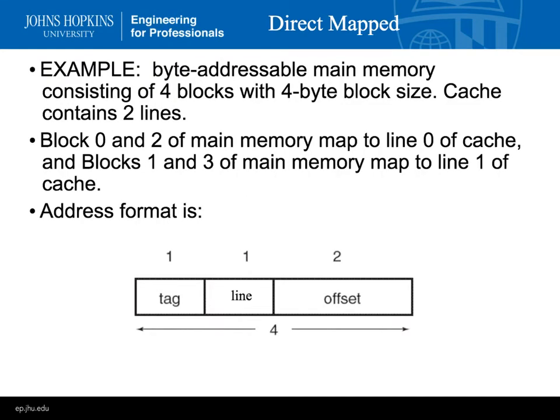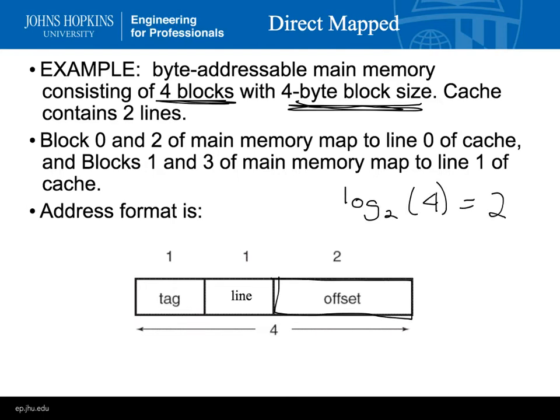So here we have a main memory with 4 blocks. That's pretty small. But our main memory is 4 blocks, and each block is 4 bytes. So that means our offset is log 2 of 4. So that's 2 bits to describe the offset. Our cache contains 2 lines. So log 2 of 2 equals 1. So our line field is going to be 1 bit, and what's left is 1 bit for the tag.